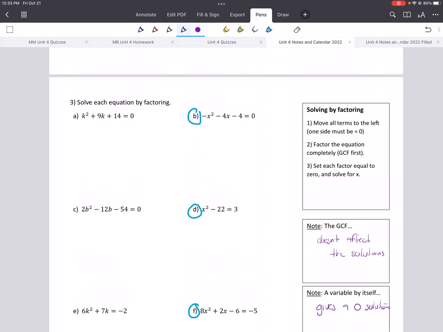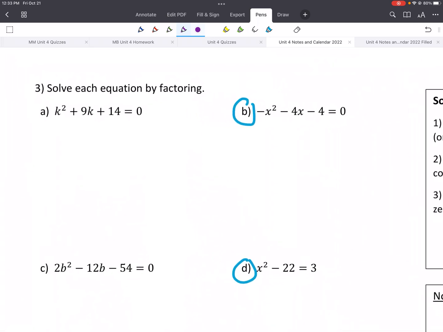Okay, so let's do these together. A, we've already done, just like that first page. A's 1, we can use the shortcut. B, what do we do first? Again, we always check for the greatest common factor. Here it's -1. So we take out that -1. We divide everything by that -1.